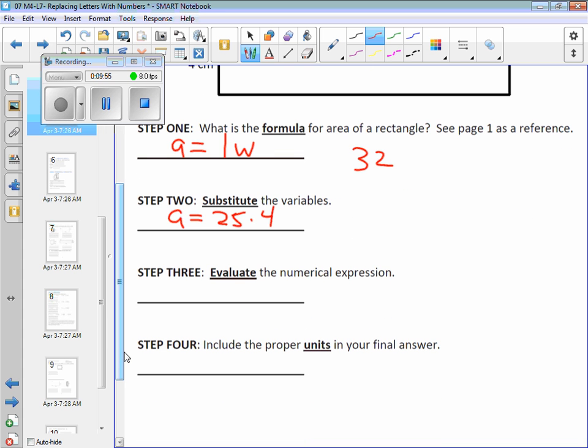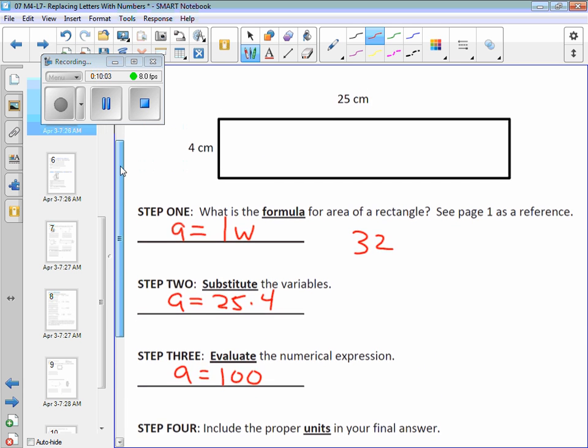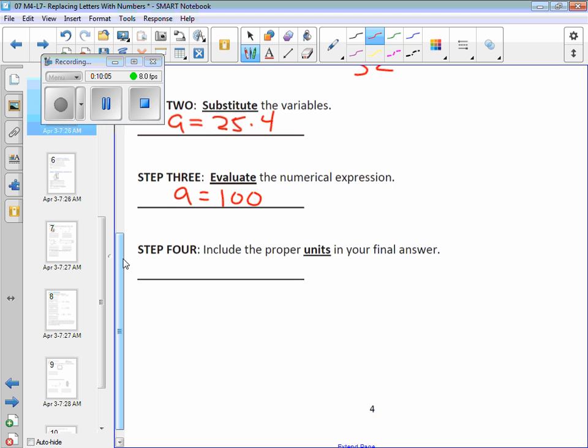100. Now let's do units. If my sides are in centimeters, what are my final units for area? And this is how we express it. Centimeters with a little 2. That means square centimeters. Let's do one more together before the bell rings, and I'll tell you what your homework is.